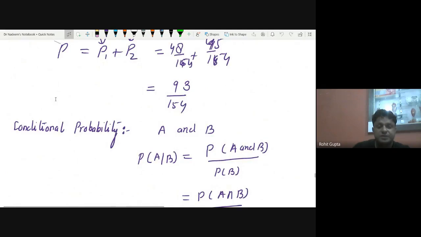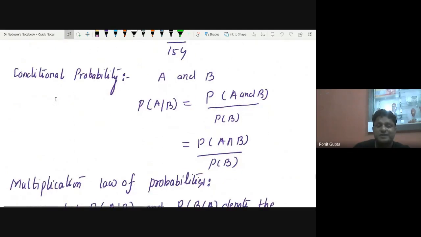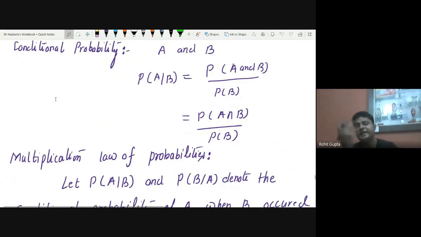And in the next section, we will study conditional probability. If we have two events A and B, and B has already occurred, what is the probability of A? The condition is that B has occurred, and the probability of A given B is nothing but the probability of A and B divided by the probability of B.